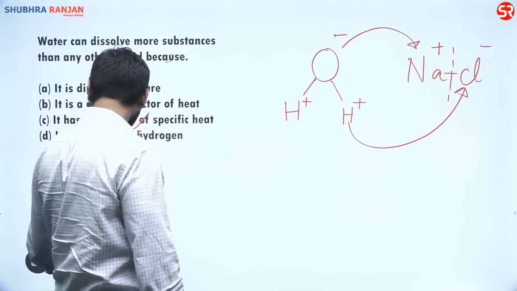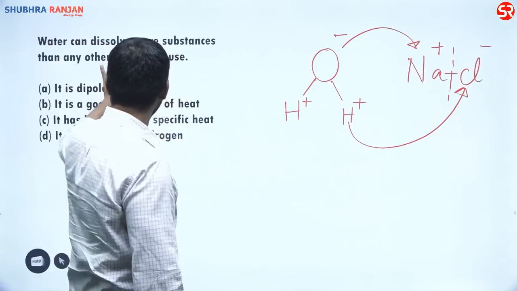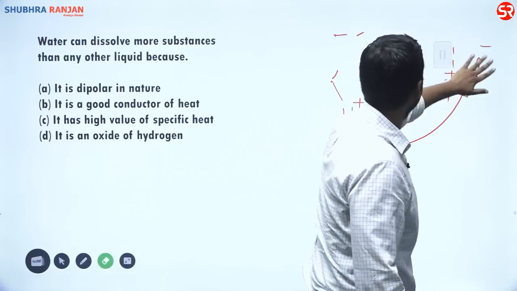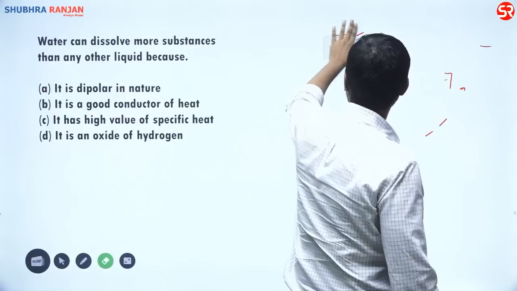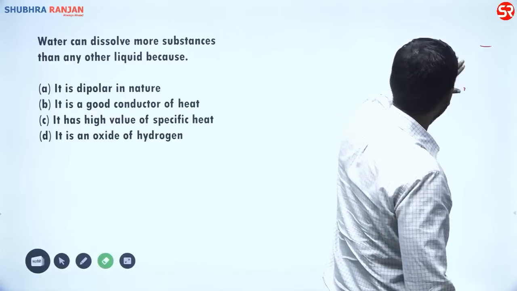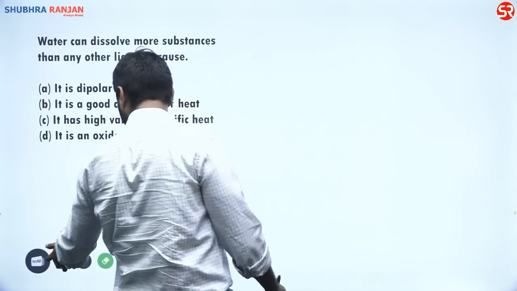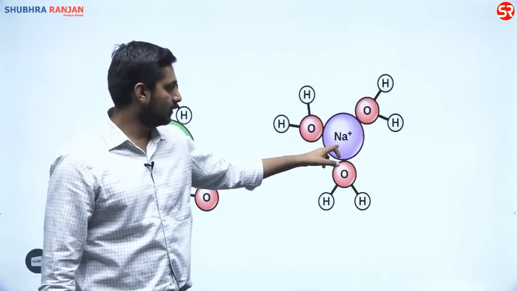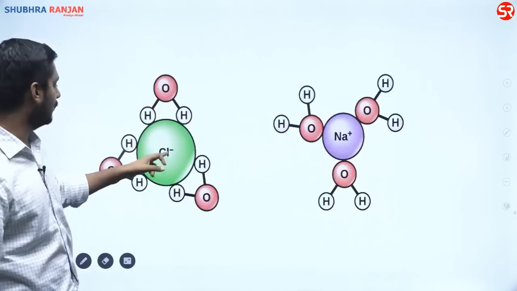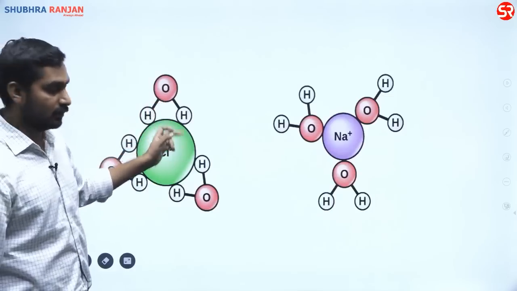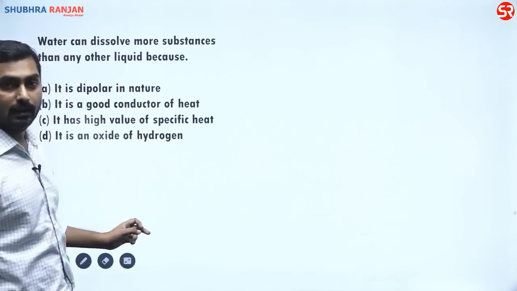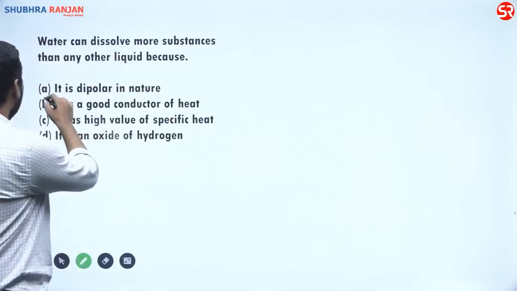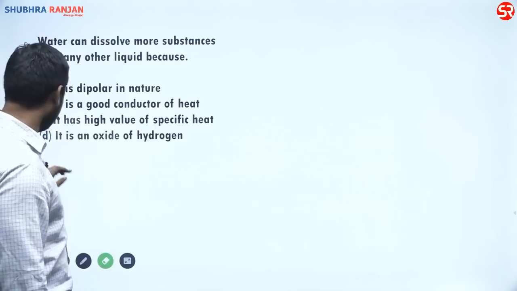This will be clear in the next slide. So here you can see that around the sodium ion, oxygen huddles, and around the chlorine ion, the hydrogen huddles. So it is the polarity in water that makes it a good solvent. So the correct answer in this case will be A. Moving on to the next question.